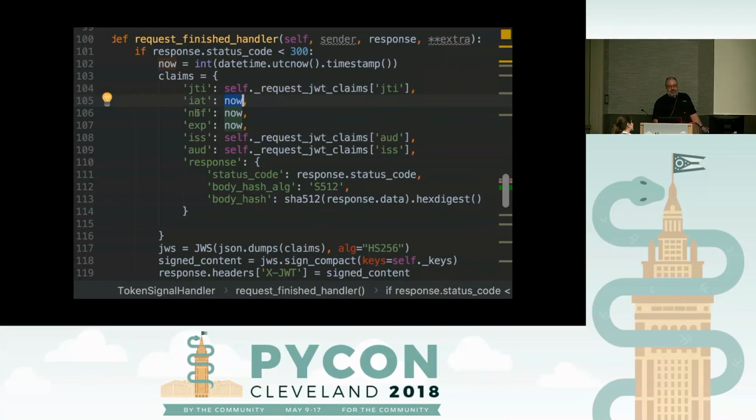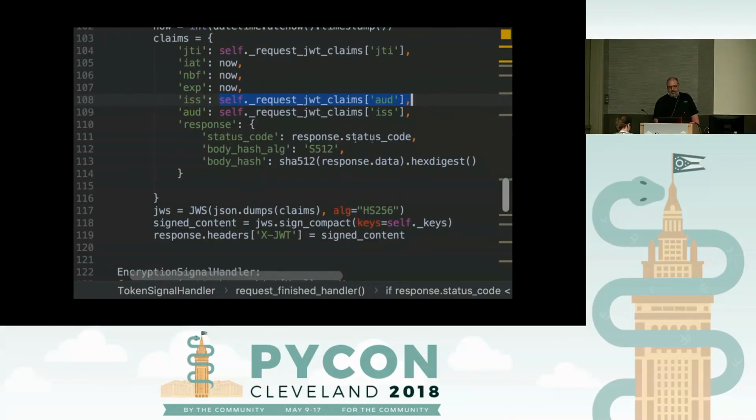We set the issued at, which is the time the token was created, not before, which is it's valid now, and it expires now. So this is a single-use, auto-expiring, immediately expiring token. The issuer and the audience are just flipped on this one. So whoever made the initial request is now the audience. So we're just flipping that, and we're creating.